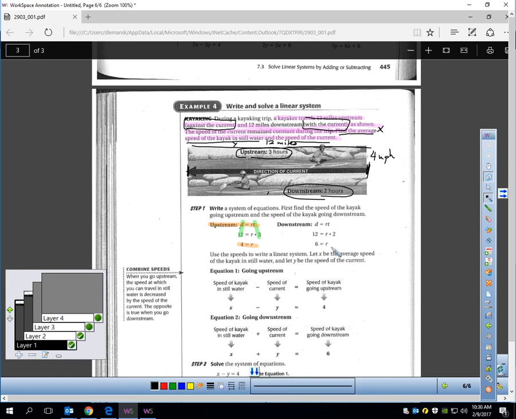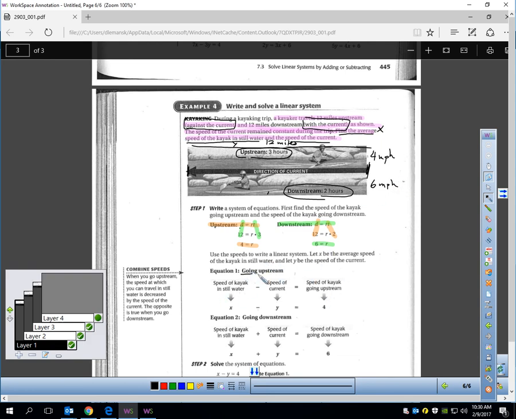Now on the way back, you notice, get a different color marker here. On the way back, the distance was still 12 miles, but now the time was only 2 hours. 2 times what is 12? Well, the rate must have been 6 on the way back, so must have been 6 miles per hour on the way back.